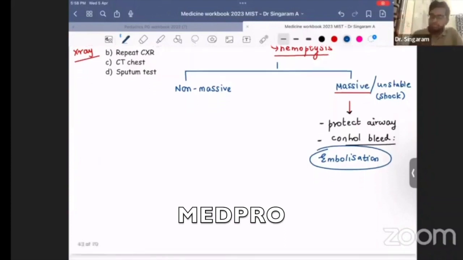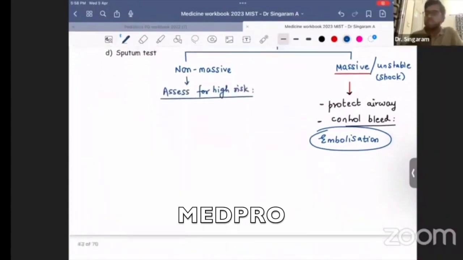But if it is a non-massive bleed, we go to the other thing. If it is a non-massive bleed, then you assess for high risk, whether the patient is a high risk patient or not. What are the high risk factors which will be telling you that the patient is high risk? One is age more than 40 years. Second, anybody wants to come in? Chronic smoker.